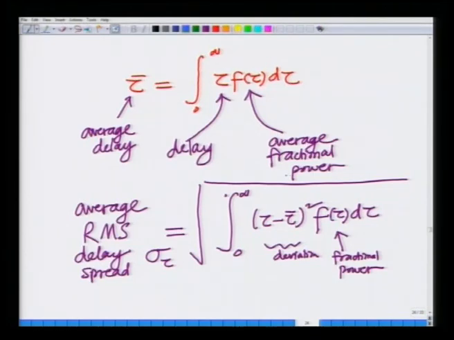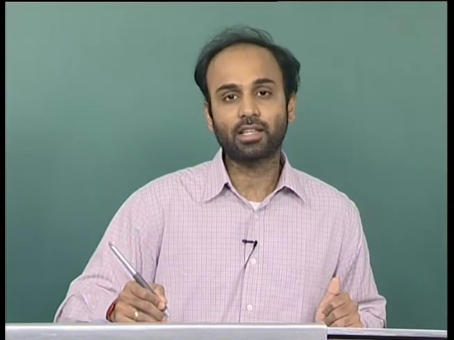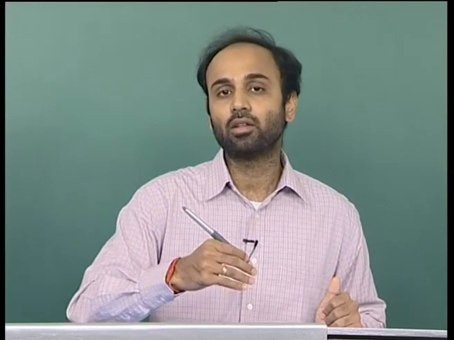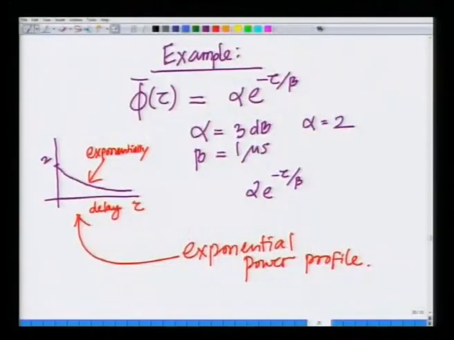This is similar to what we did in the RMS delay spread, except that that was a discrete channel. Now, we have a continuous power profile, so we are using integration. And we also started with an example where I said the average power profile is given as alpha e to the power minus tau over beta, where alpha is 2 and beta is 1 microsecond.